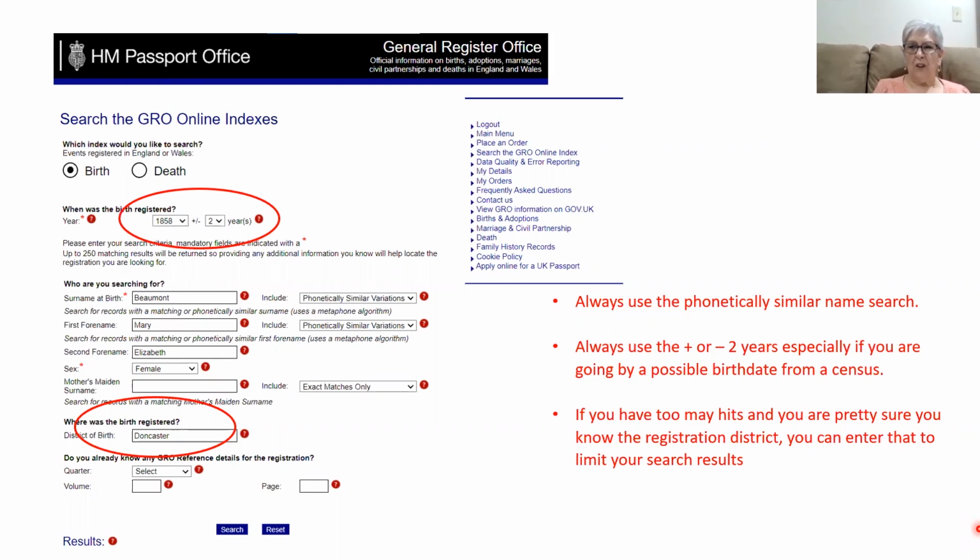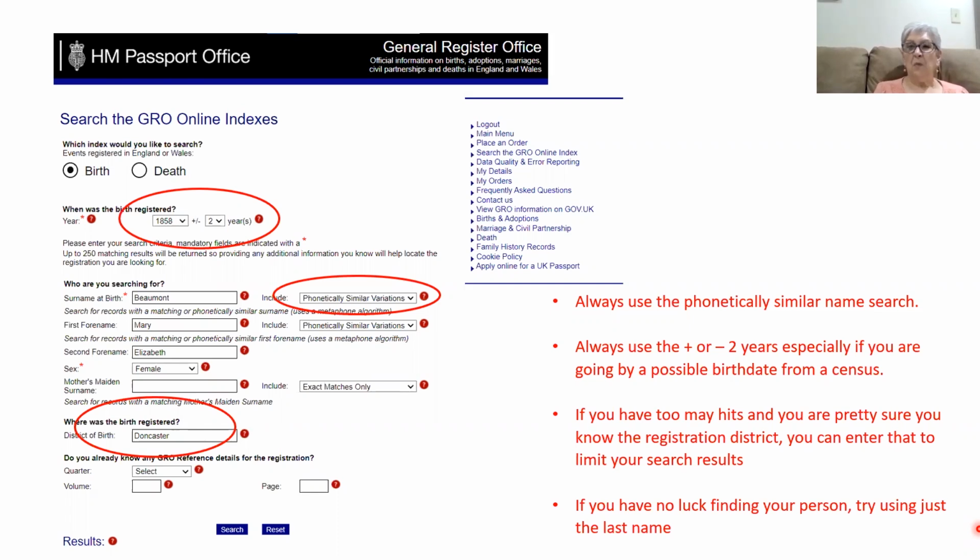If you have no luck finding your person, try just using the surname. Sometimes parents gave their children two names, and they use their middle name all the time. And so it's the middle name that shows up on the census and not the first name. And so sometimes that will throw a loop in your search. So just try a surname search, and a lot of times that will help. Like I say, it will bring up more hits, but you can sift through them pretty quickly.